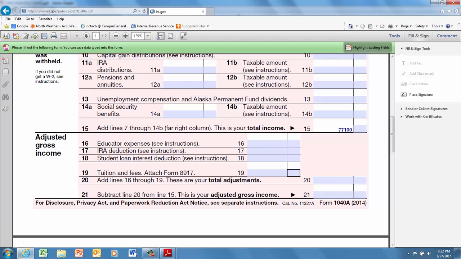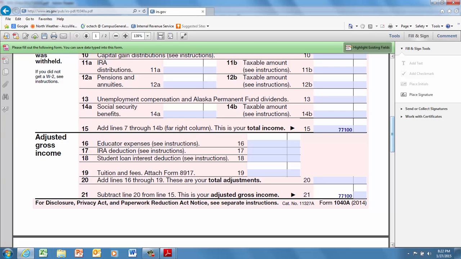Here are a few adjustments that are allowed on the 1040A. It so happens that Charles and Deneen don't have any of these. We will talk more about adjustments when we get to the next chapter. And so there's none here. We're going to leave that whole section blank. We'll go down to line 21. Subtract 20 from 15. This is your adjusted gross income. So for us, that'll be the same number.